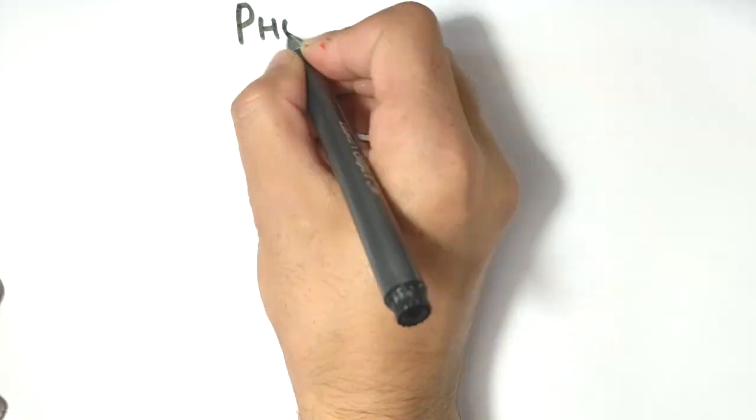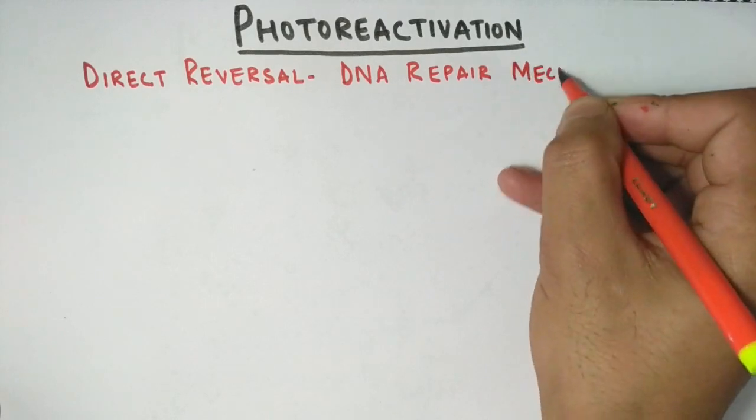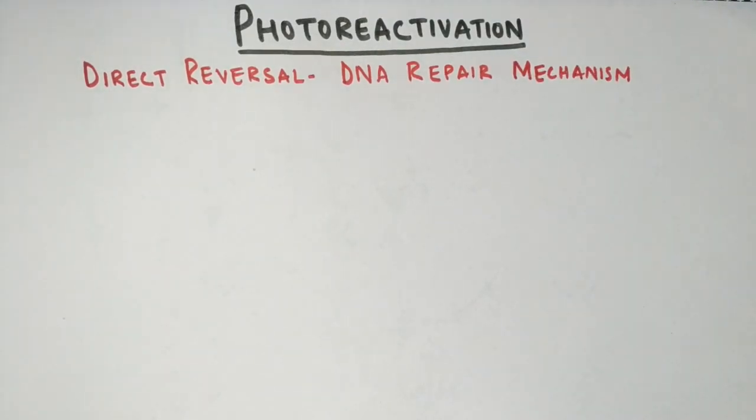Hello friends, in this video we are going to talk about a process called photoreactivation. It's a kind of direct reversal method of DNA repair mechanism. As the name implies, the damage to DNA will be reversed to get the intact working DNA molecule back again.